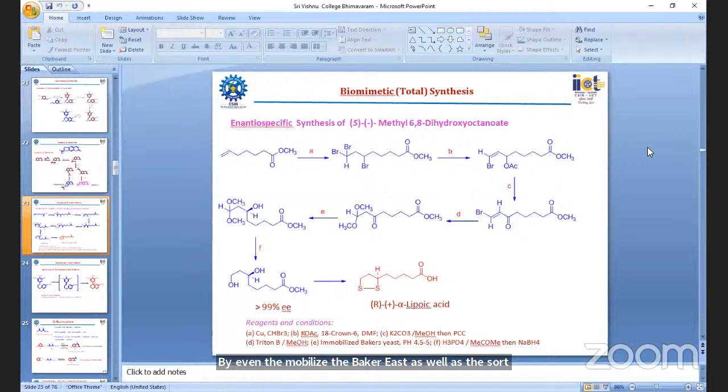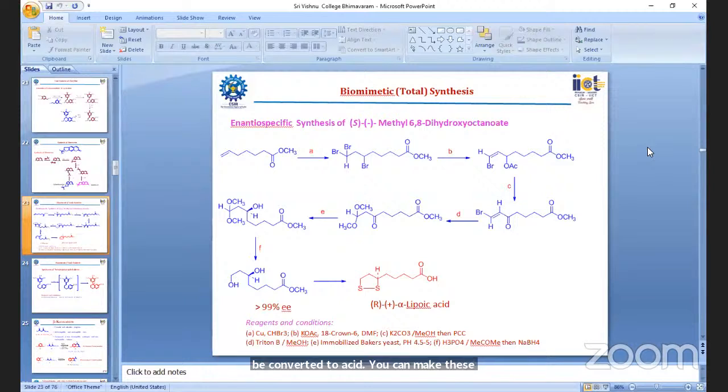lipoic acid. That means in the laboratory, final step whatever it is there, up to this you can make it. But final step whatever the immobilized Baker yeast is there, under pH, if you maintain the pH 4.5 to 5, and by using the phosphoric acid and acetone solvent, afterwards sodium borohydride reduction, the ester can be converted to acid. You can make this lipoic acid.